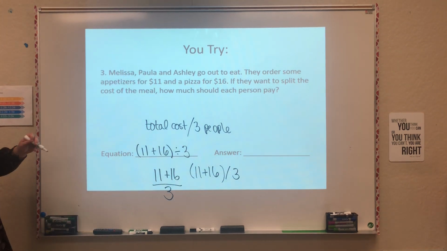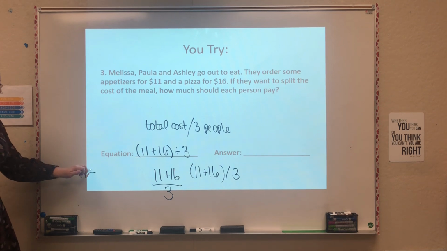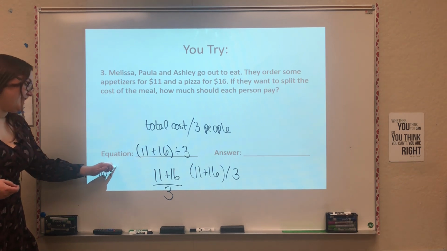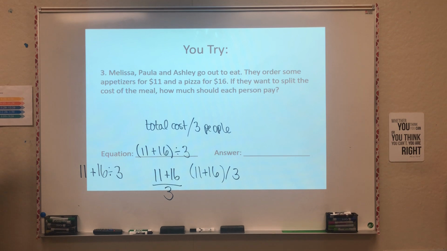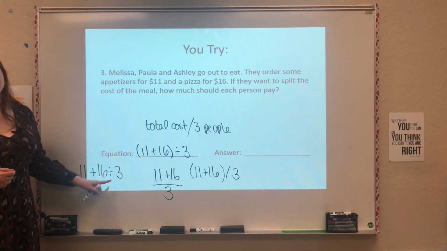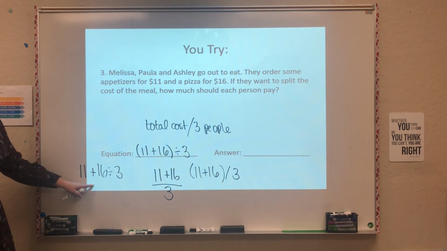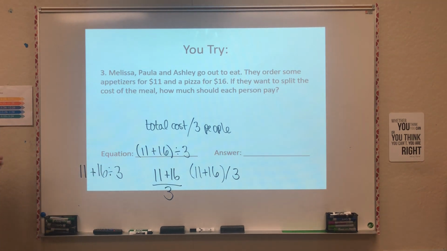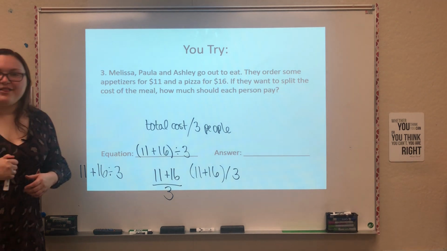What you can't do is write 11 plus 16 divided by 3. Do you know what's wrong with that? That's showing you're only dividing the cost of the pizza, the $16, by 3. That's not showing that you're dividing everything by 3. The answer for this would be 27 divided by 3, which is $9 each.